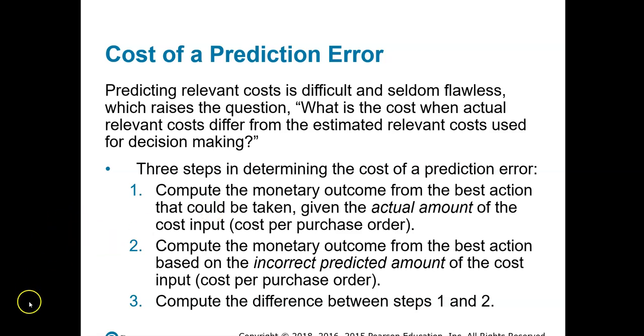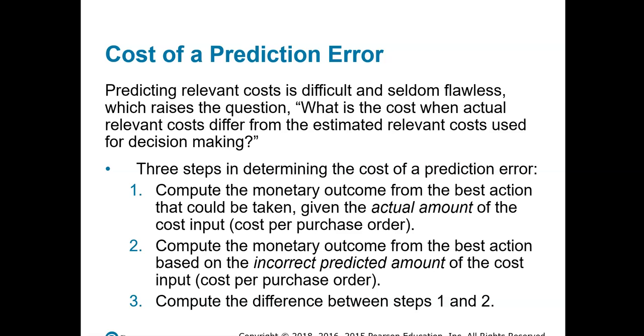Well, the first step is to compute the monetary outcome from the best action that could be taken given the actual amount of the cost input. In this case, in the book, that is the cost of placing a purchase order. Glare Shade assumed that their ordering costs were going to be $100 per purchase order, but let's say that it actually came in at $200. So then we need to adjust that and recompute the actual total relevant costs.